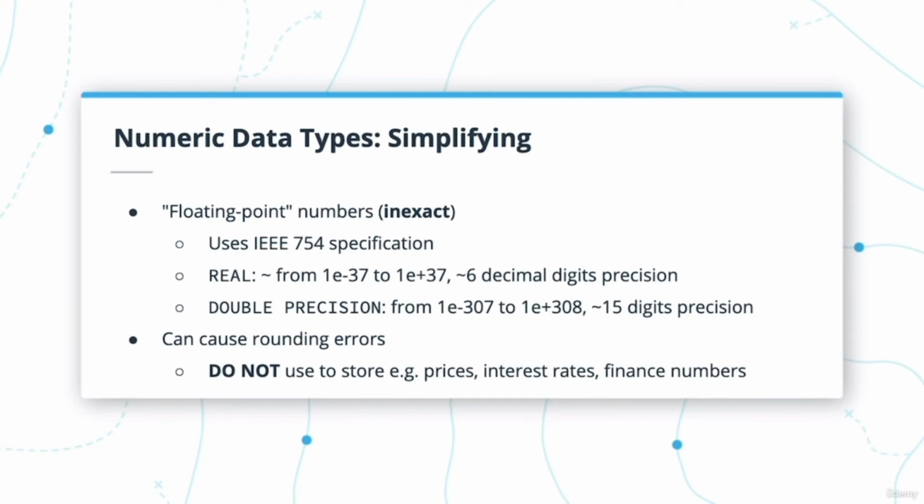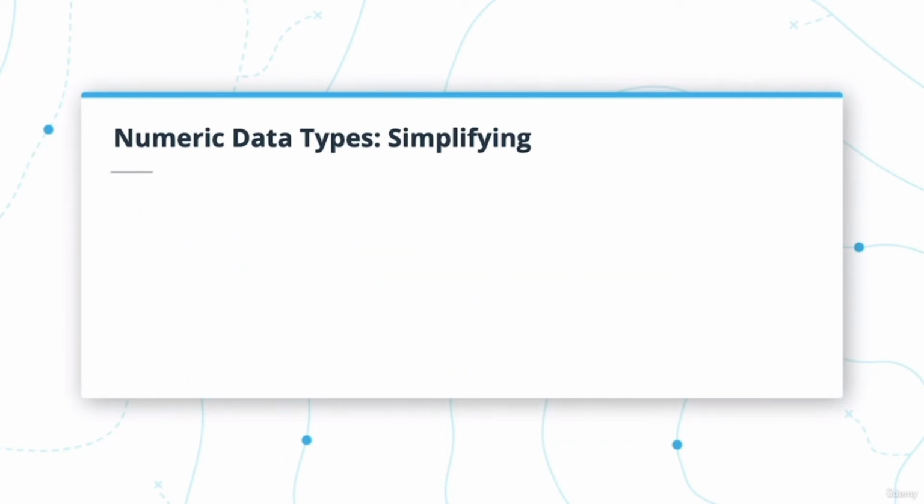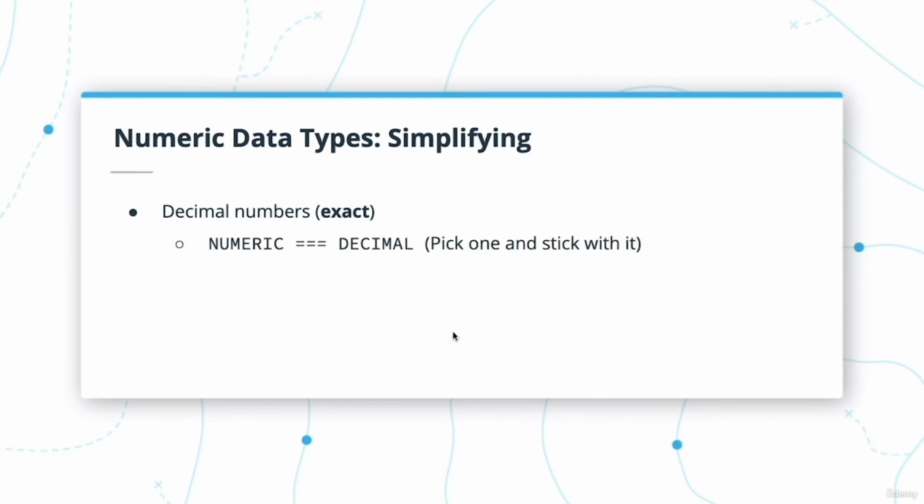Same thing for interest rates and anything related to finance, where we know that every digit of precision matters. For those kinds of decimal numbers, Postgres will provide to us another type, which is actually called decimal. Postgres provides 2 names for that type, which are called numeric and decimal. But I just want you to know right away that these are just 2 names that mean exactly the same thing. So the idea here is to pick one and stick with it. In my case, I'm going to choose to stick with numeric.